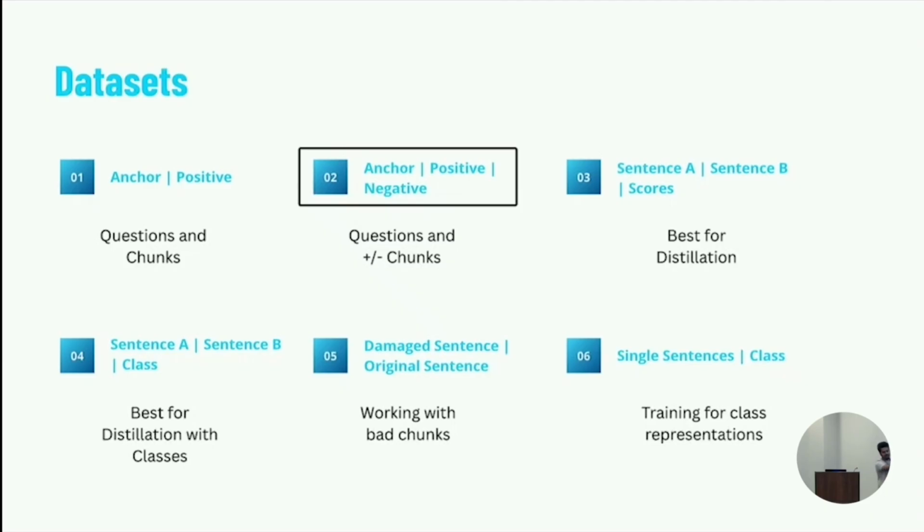So anchor positive negative are a type of data set where you have the statement or the query along with a positive pairing and a negative pair. So what chunk shouldn't be similar to the query and what chunk should be similar to the query. So that is the second type of data set. The third is best for distillation. So when you have a very good embedding model and you want to take certain features out of it and want to distill it down to your custom embedding model, you use sentence A, sentence B and score representation for that.